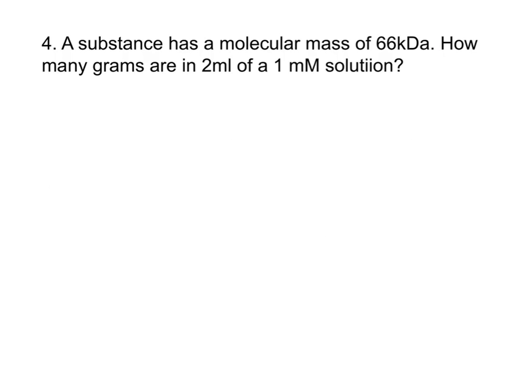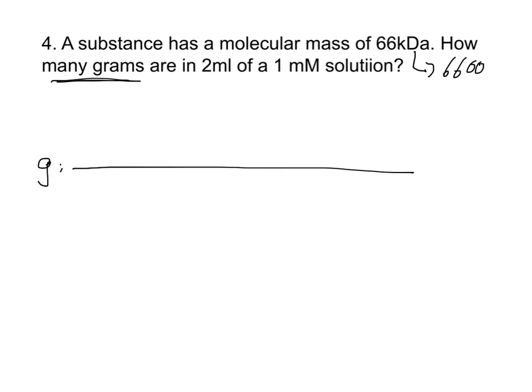In this question, again, we are looking for grams. So we write down the unit, grams. And first question is, do we have grams anywhere? Yes, it is hidden here in this kilodalton, because 66 kilodalton means a molecular mass of 66,000 gram per mole. And what we see is that we have the unit gram in here. So we write this on our fraction here. So we have 66,000 gram per mole.